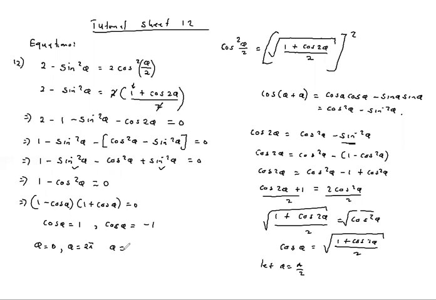So for negative 1, cos must be negative... No, sorry. Cos must be 1/8 because that's the one that gives us negative 1/8. That's how you get these values. So I've solved question 12. That was question 12D of the tutorial sheet, so that you guys can apply the same concept and solve question 12E.